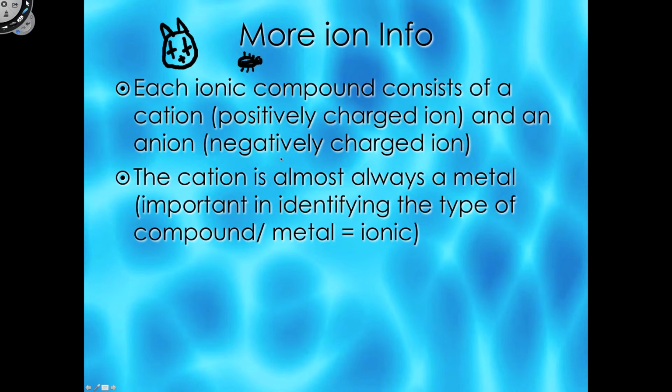The cations are typically going to be metal because they tend to lose electrons. And when you're identifying an ionic compound, typically you look for a metal at the beginning. So if it starts with a metal, usually it's going to be ionic. Metals don't often form covalent bonds, which is sharing of electrons.